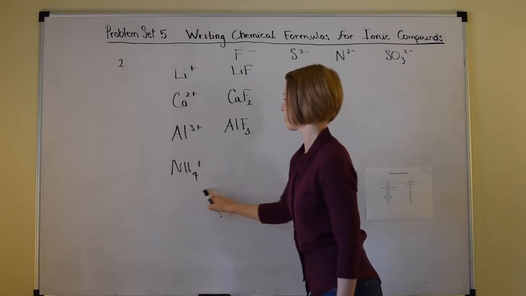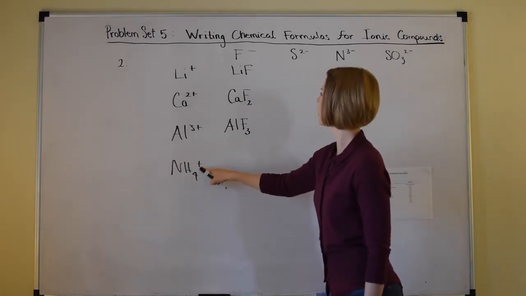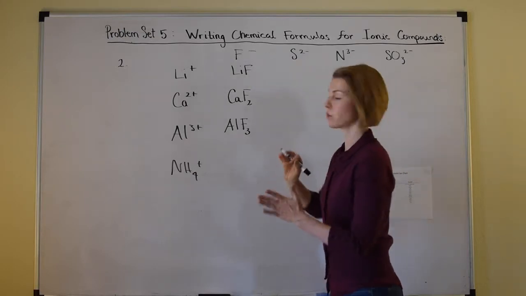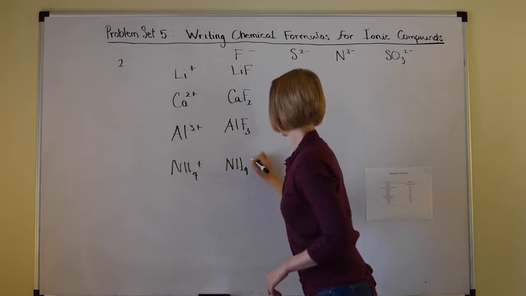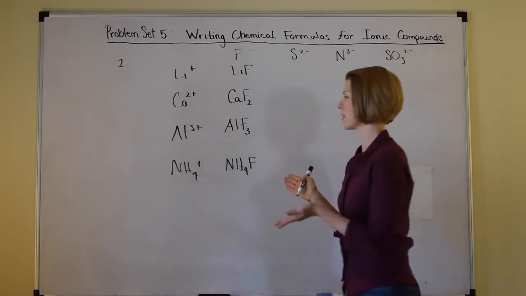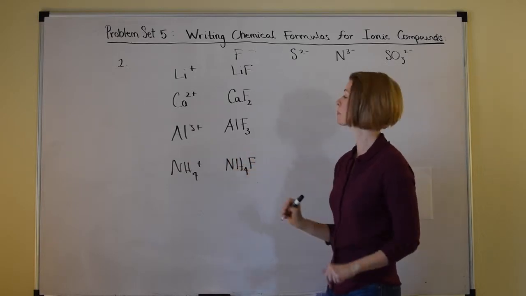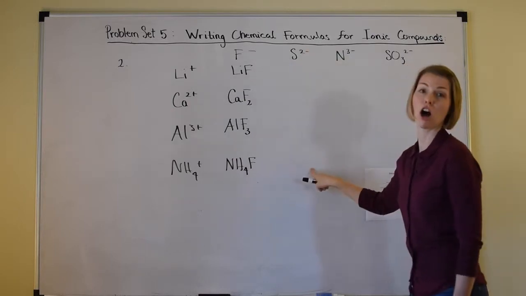All right, here's a polyatomic cation, ammonium. It's got a 1+ charge. We're combining it with fluoride with a 1- charge. So it's a 1-to-1 ratio. So NH4 and F. You don't need any parentheses there because you're not trying to indicate that there's multiple of the ammoniums, just one. All right, let's move on to the second column here.